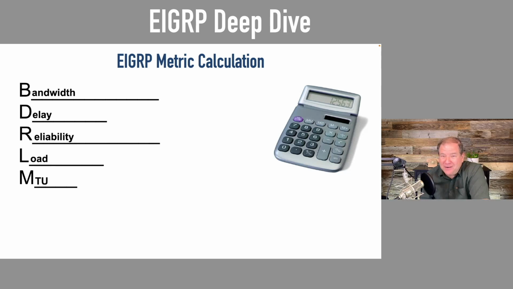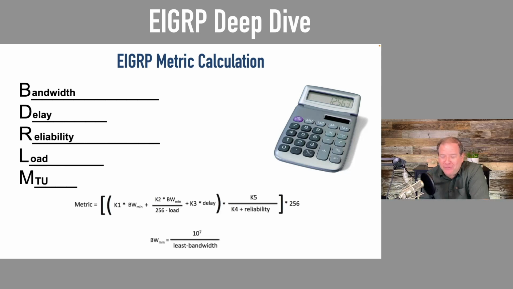Now, are you sitting down? Brace yourself. Here comes the formula. It's a doozy, I said. Yikes. There is the metric formula for EIGRP. And you're going to see that we've got some constants, some K values. And these K values can take on various integer values, so we can give more weight or less weight to like load or reliability or delay.